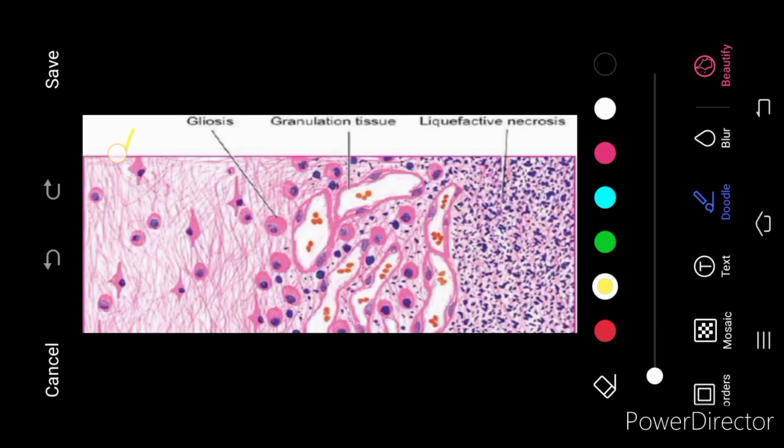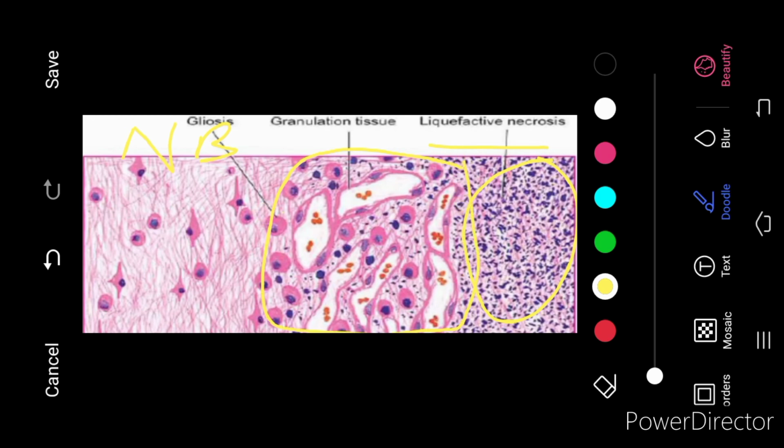Here we can see this is a diagram of brain. On one side we can see a normal brain containing neurons, and on the other side we can see here that this is a liquefactive necrosis, and at the junction there is inflammation. So this is the type of inflammation known as granulation tissue.